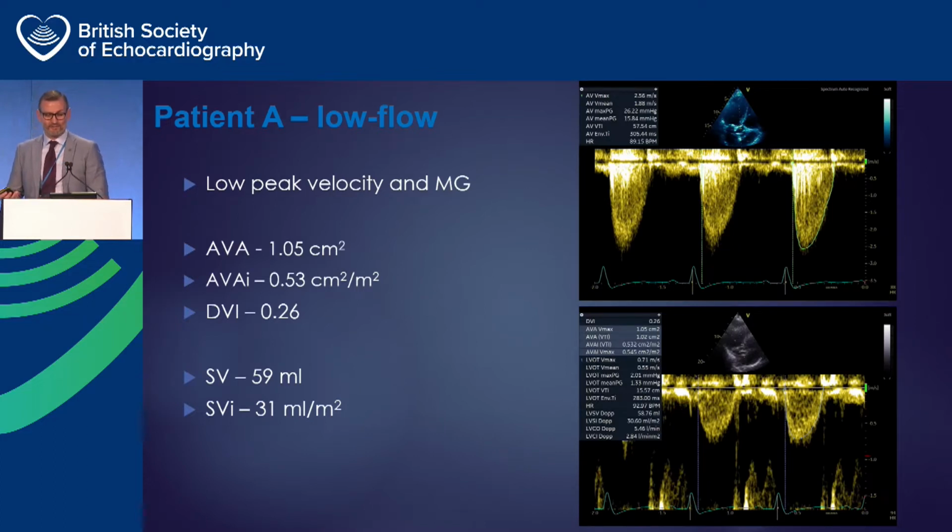So assessing his aortic valve, the peak velocity and mean pressure gradient were low, as we'd expect with a poor LV function. The valve area was calculated at just above 1 centimeter squared, and the index was around 0.5 centimeter squared per meter squared, with a dimensionless index of 0.26. So pointing towards moderate to severe AS. The stroke volume by continuity was calculated at 59 mils with an index of 31.